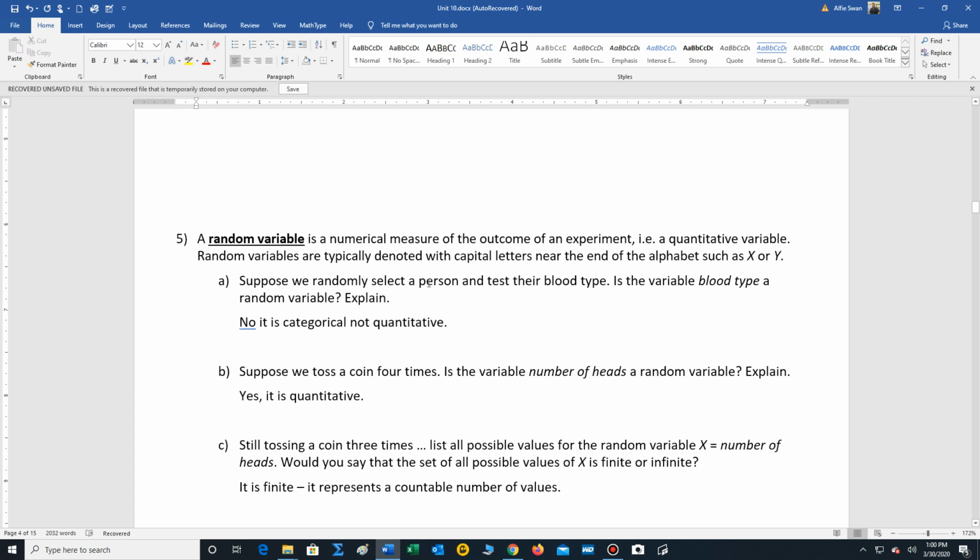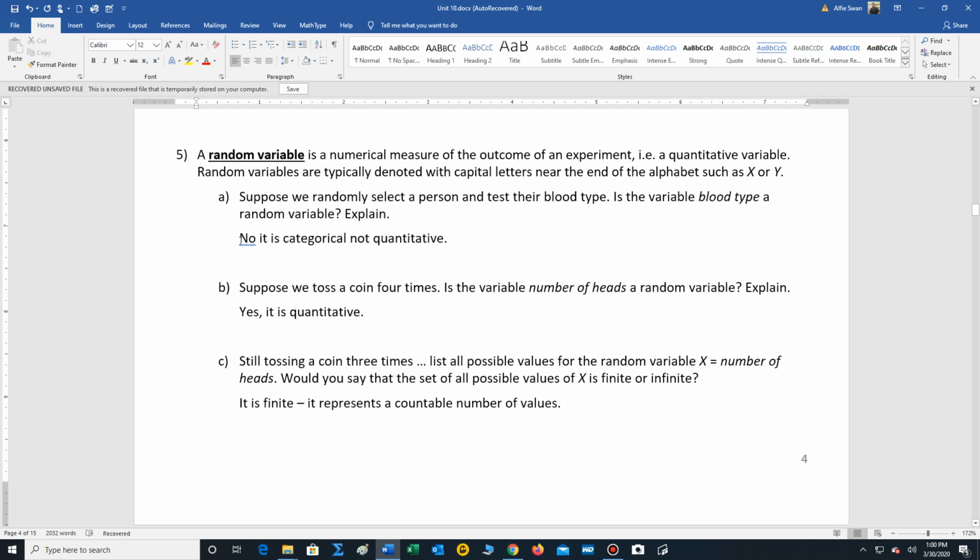So it says, suppose we randomly select and test blood type. Is the blood type a random variable? No, it's categorical, because blood type is not numerical. It's based off 4 letters. It's nominal, so no. And since it's not quantitative, that means it's not a random variable.